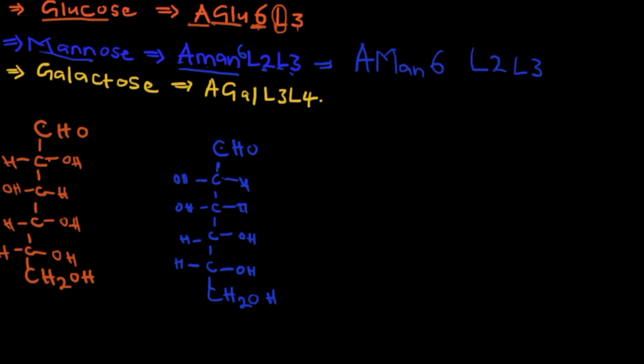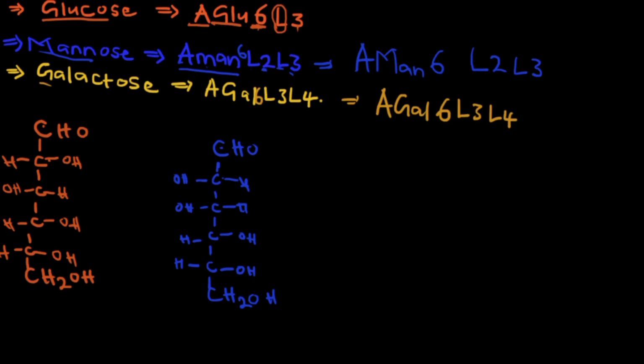Okay, so next one is galactose, and this is the code for galactose. Basically I missed the number of carbon, which is 6 here. We are going to have a revised one for it. So the revised one for galactose is A gal 6 carbon L3 L4. You can practice it as well.